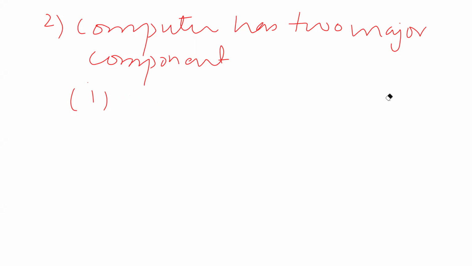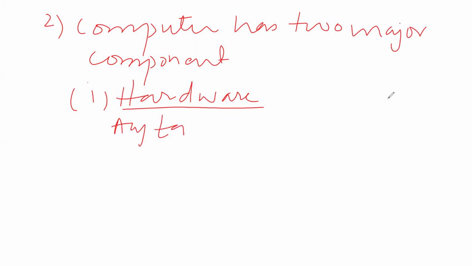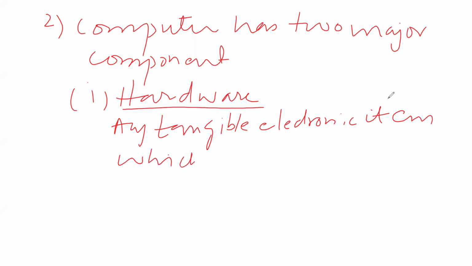The first one is hardware. Do you know hardware? Hardware basically is any tangible electronic item which runs the software.